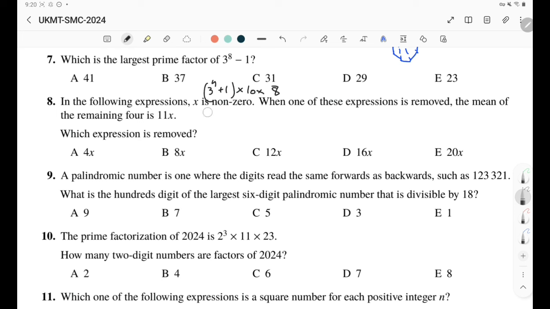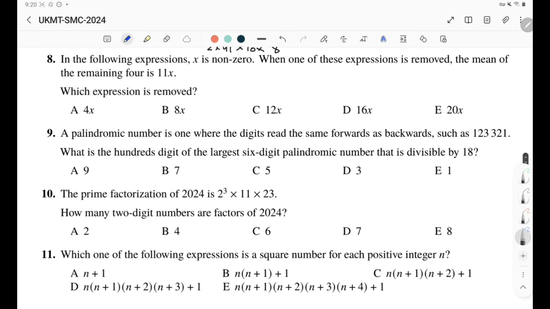We just need to calculate 3 to the 4. It's basically 81. 81 plus 1 is 82. So it's 82. 82 is just 2 times 41. So from here you can easily see that the largest prime is just 41.